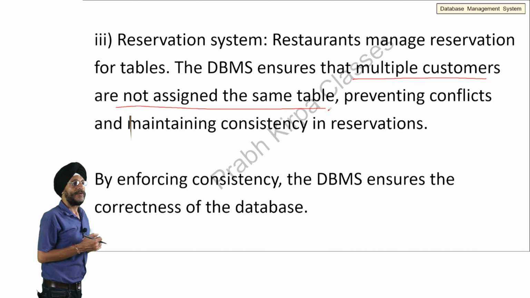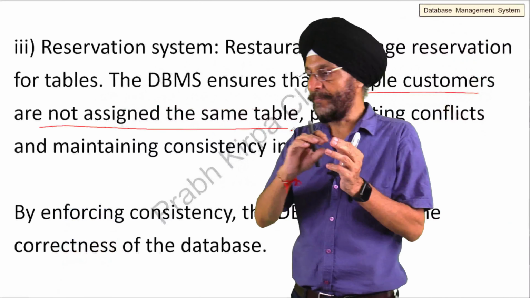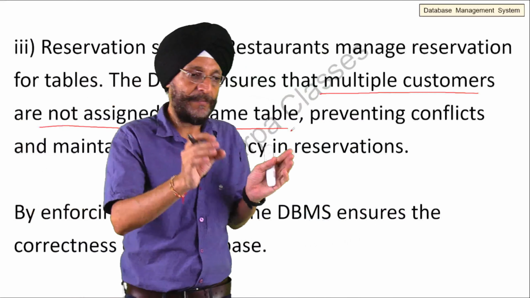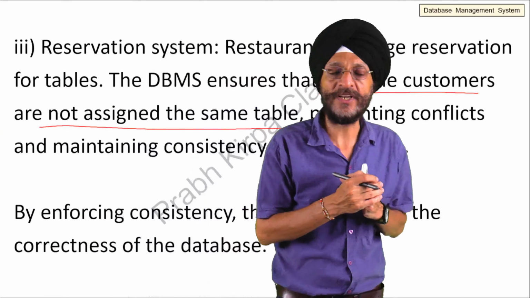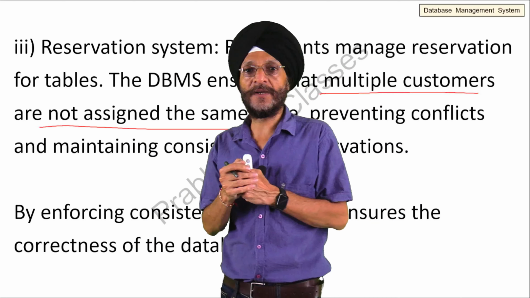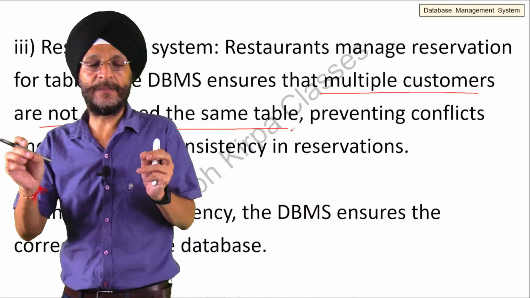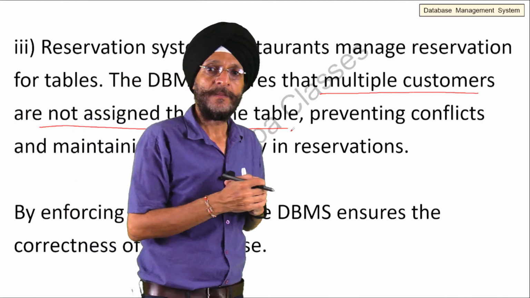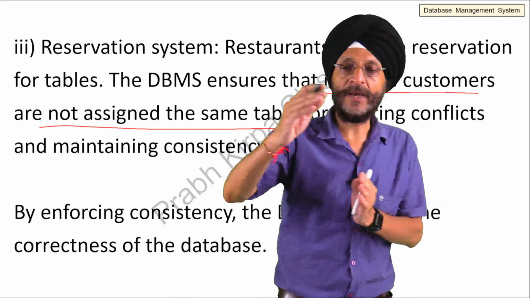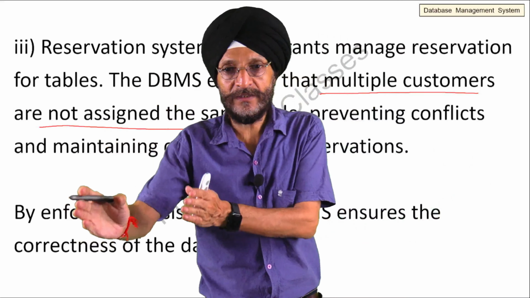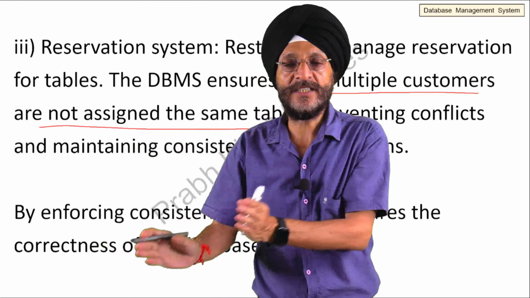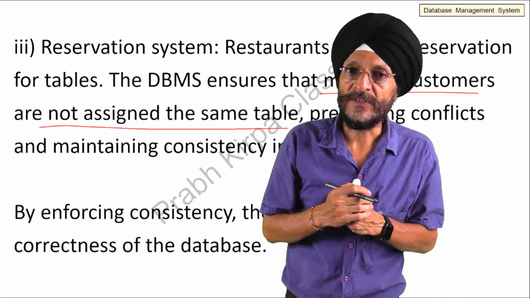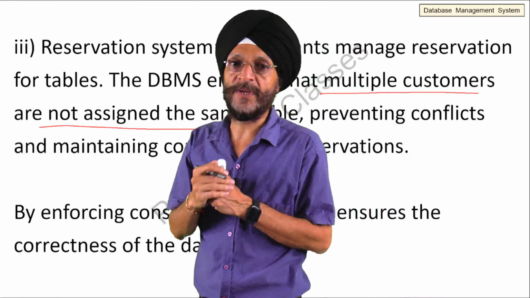In case the restaurant is having a manual system to allot the table to a customer, it may be possible that a similar table may be booked to different customers, because one customer may approach one partner of the restaurant and another customer may approach another partner of the restaurant. So in that case conflict may arise.